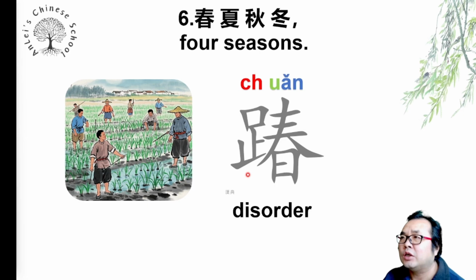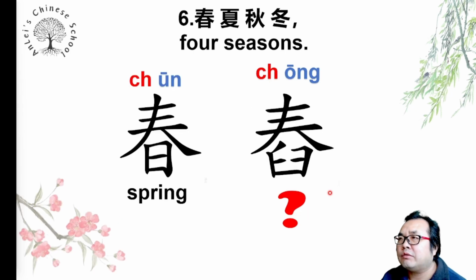This character is 踳, chuǎn, in disorder. In the spring field, the sprouts just come out. Many people step on them. It becomes disorder. Now let's take a look at another character similar to chun.